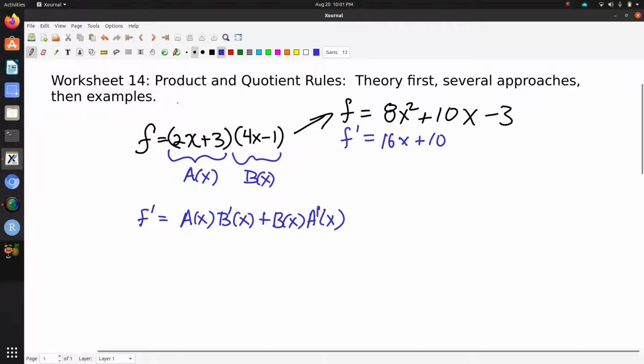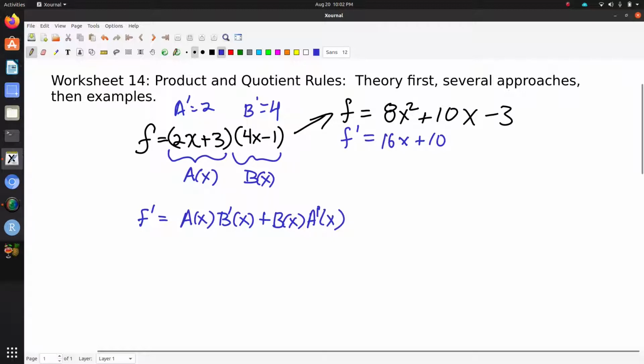A prime is just 2. And b prime is just 4. And if you multiply those two pieces together, you would simply get 2 times 4 is 8, which isn't even part of this discussion. It doesn't even happen ever.